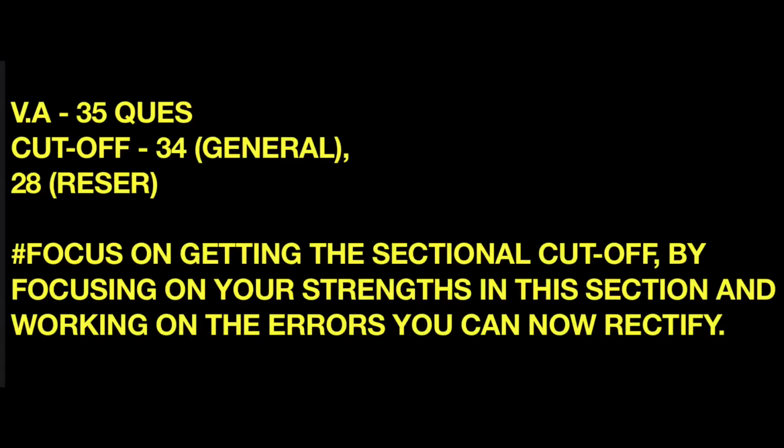So let's talk about the verbal section of the IIFT examination. There are going to be 35 questions in the verbal section, and the cutoff for the general category is 34 marks. Remember, plus 3 for one right attempt, and minus one third of a mark is the penalty if you attempt a question incorrectly. So for 34 marks, more or less, you have to target 12 questions correctly out of 35 questions.